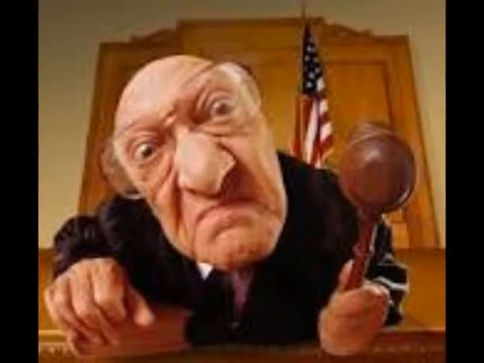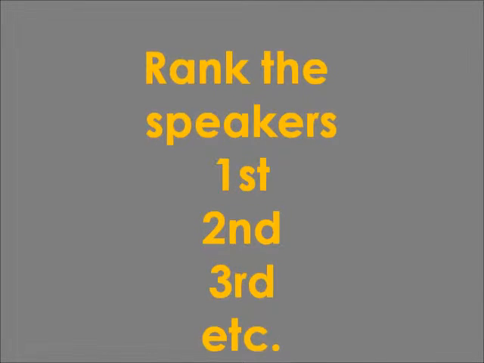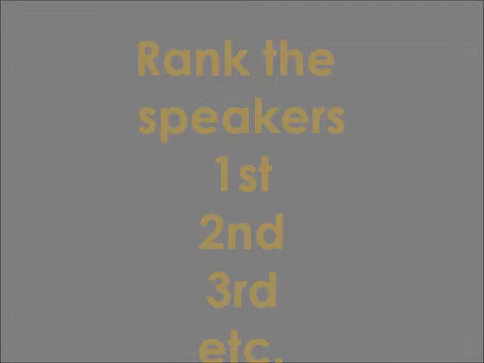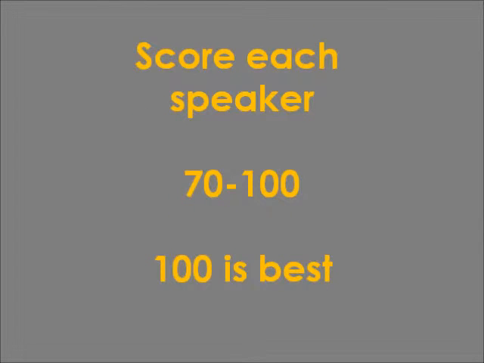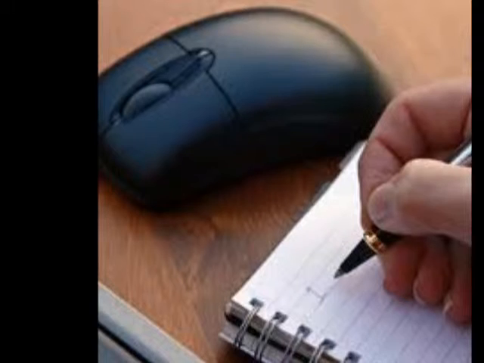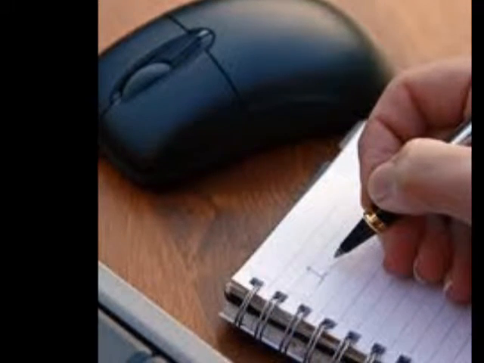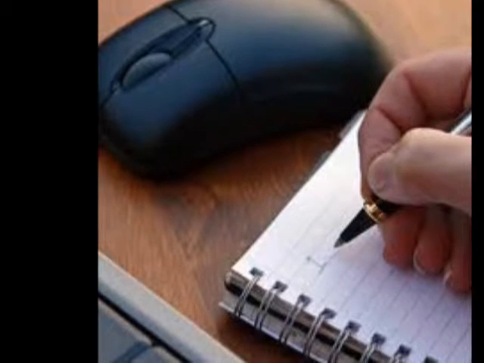When all the speakers are done, then your job as the judge begins. First, you will rank each speaker, first, second, third, etc. Once you've ranked each speaker, then you will score the speakers between 70 and 100, with 100 being best. If there is another judge in your section, work independently from that judge. Do not confer over rankings or scores.